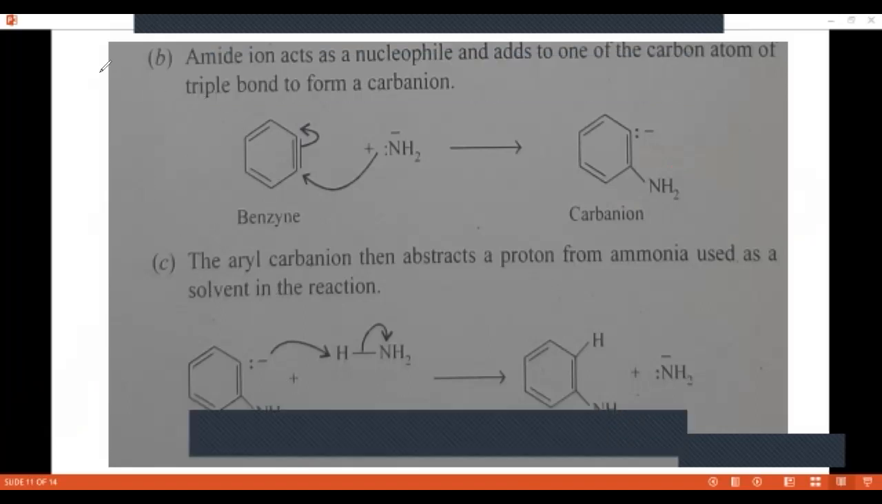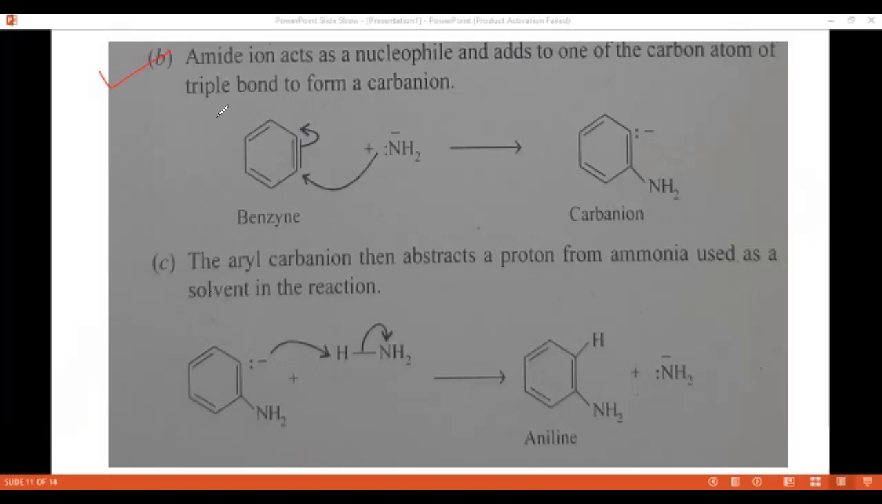In the first step, benzyne is formed. In the second step, the amide ion, a strong base, acts as a nucleophile and adds to one of the carbon atoms of the triple bond. This is the carbon-carbon triple bond here. There are two possibilities, since the amide can attack either carbon atom. Adding to one carbon of the triple bond forms a carbanion, a carbon carrying a negative charge.